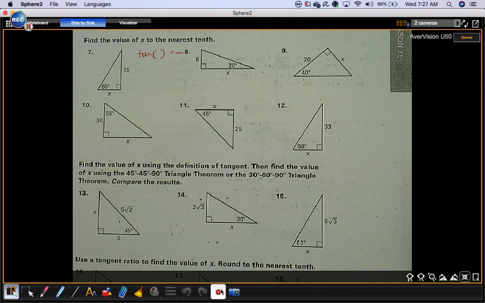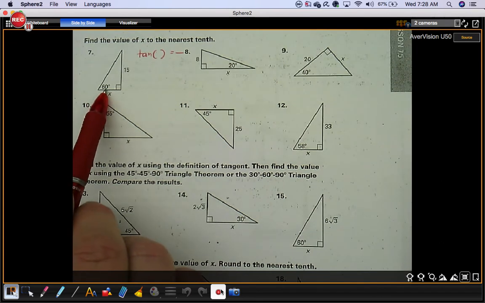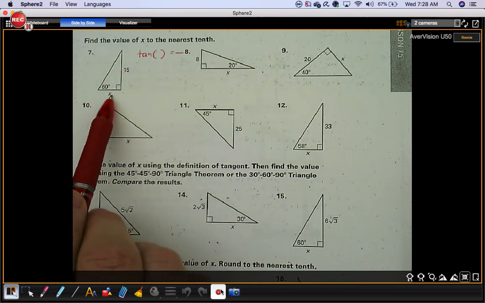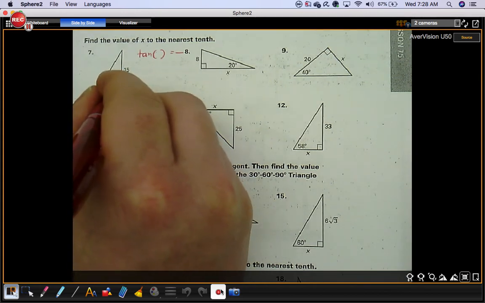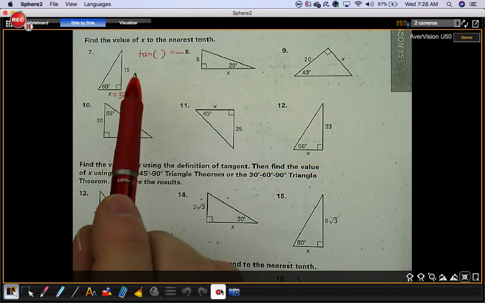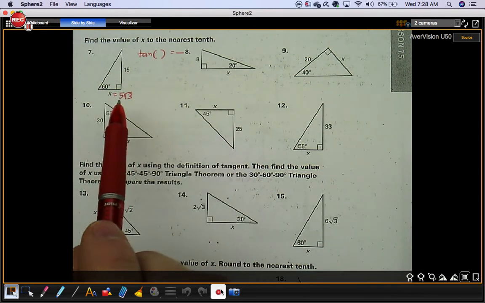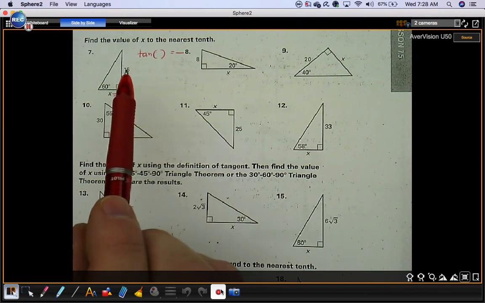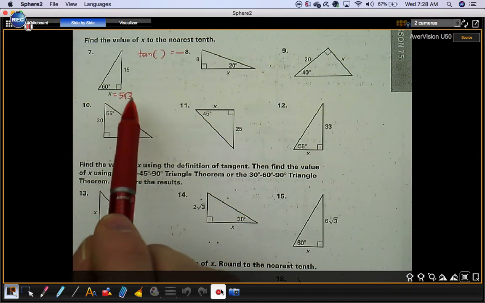Now, I just noticed that this angle's 60. We spent a whole section on 30-60-90s and 45-45-90s. This is a special right triangle. I know right now how long this leg is because I did well in that last section. It's 5 square roots of 3. This long leg divided by the square root of 3 gives you the short leg.